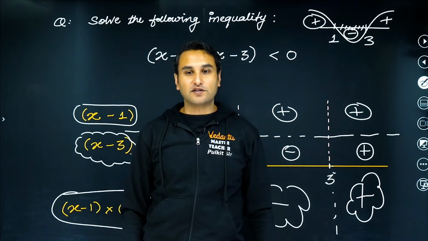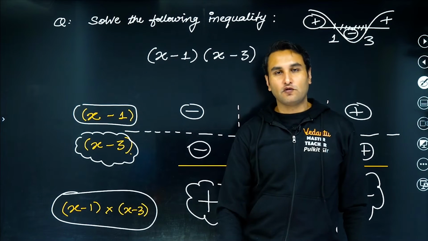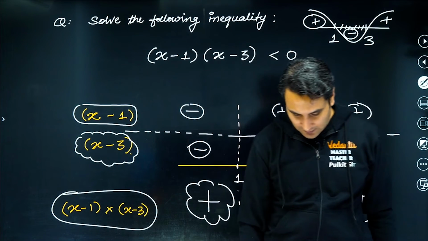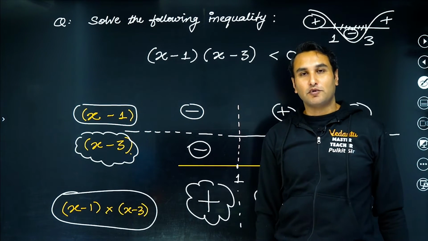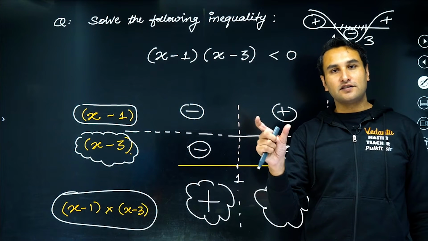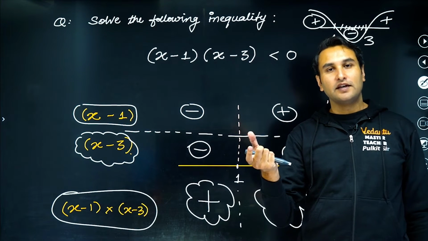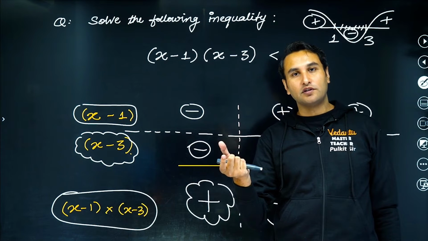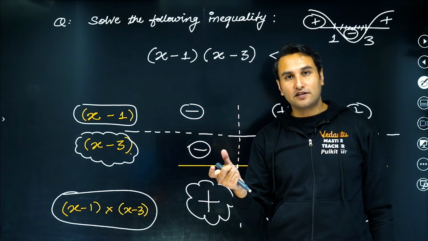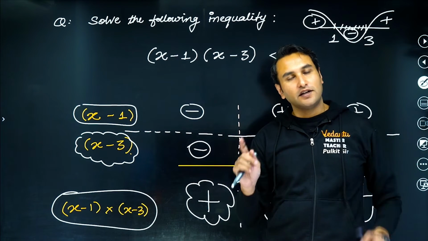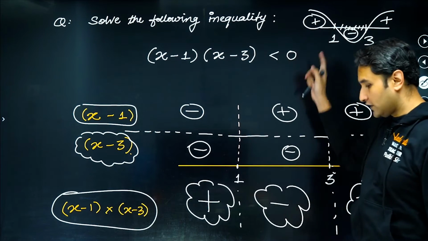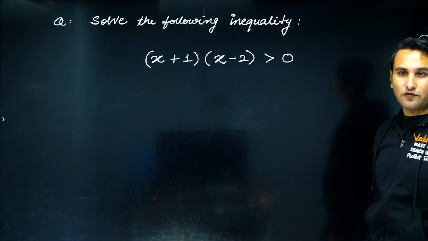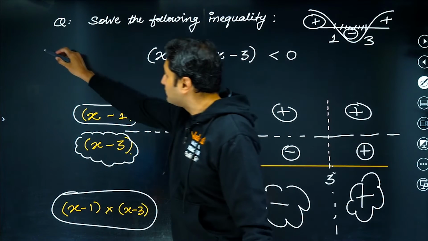Isn't it awesome? It's very simple. So what is the base concept? The basic concept is that a factor changes its sign about its root. X minus 1 changes its sign about 1. X minus 3 changes its sign about 3. This simple concept led to the wavy curve method. That's the derivation of it. So you can keep this in mind.